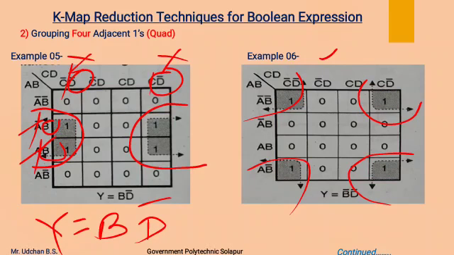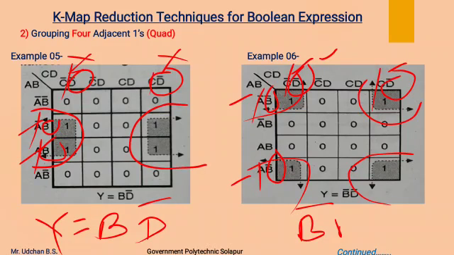Now the terms related to this quad are: this one A bar B bar, this one A B bar, this one C bar D bar, and this one C D bar. Now out of this, A bar and A get cancelled, C and C bar get cancelled, this B bar and this B bar give you only B bar, and this D bar and this D bar give you only D bar. So the equation will be y equal to B bar D bar.